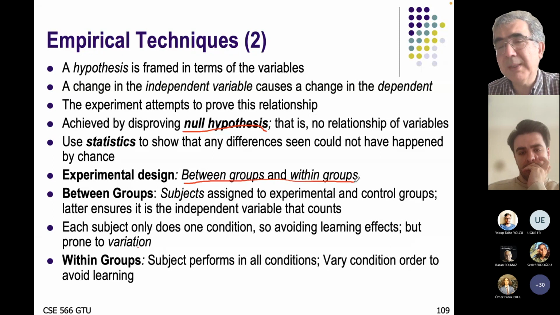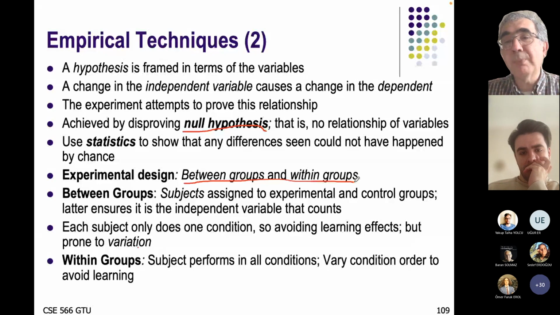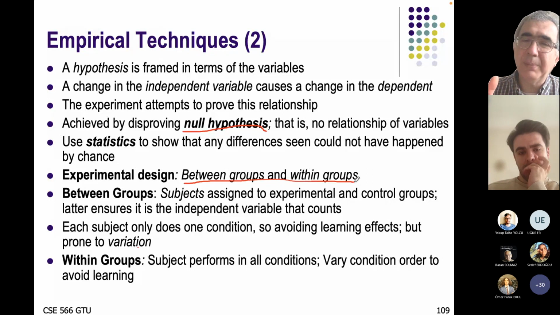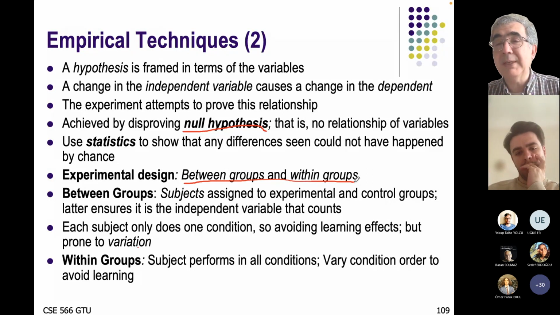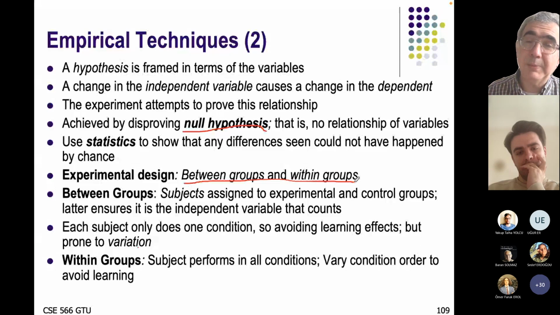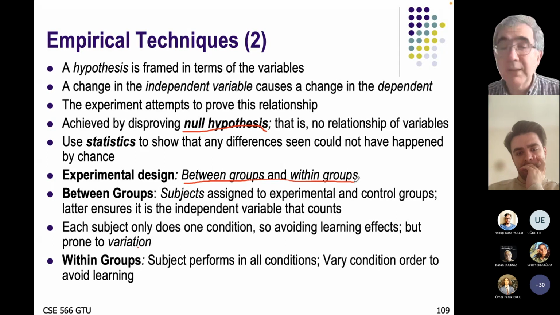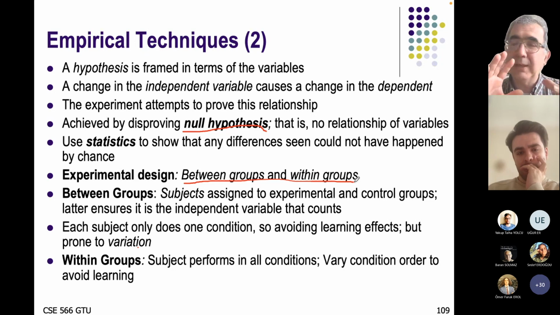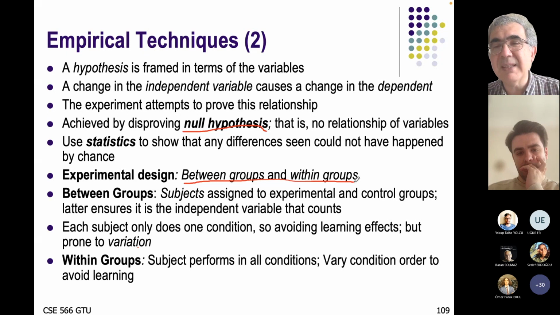Therefore, between group studies require more population. With 10 people or 20 people, within group experiment is easy to do, but between group experiments usually require 50, 60, 100, so a lot of people, so that the population biases will be cancelled out.